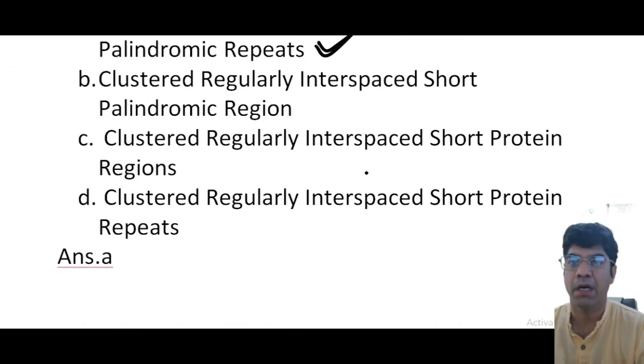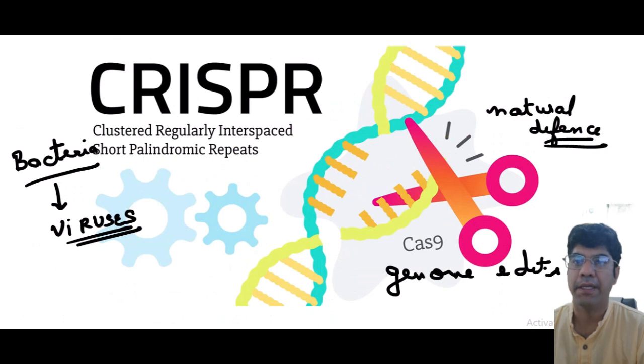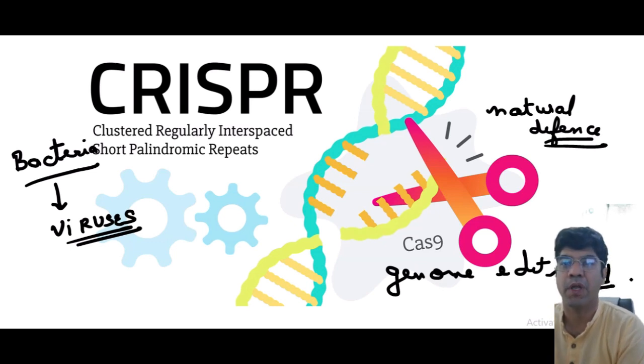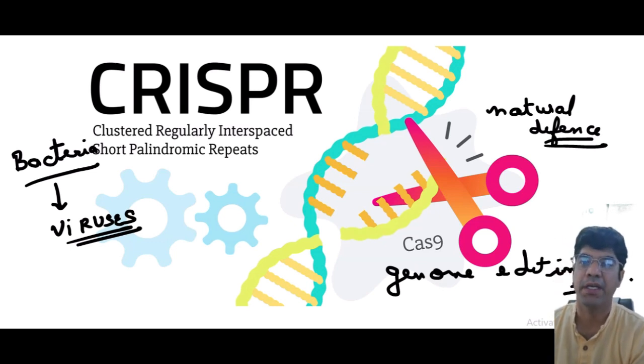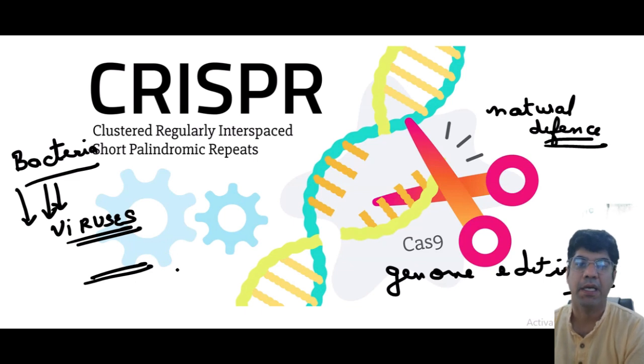what is it? It is a genome editing tool that has transformed the field of molecular biology. It was discovered as part of the bacterial immune system, where it acts as a defense mechanism against viruses. So it is a natural defense mechanism found in bacteria that helps them remember and defend against the viruses.